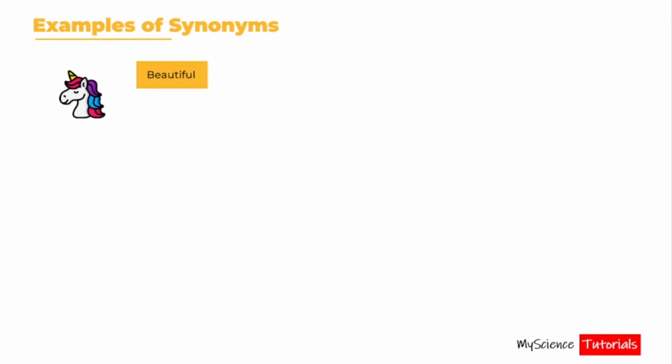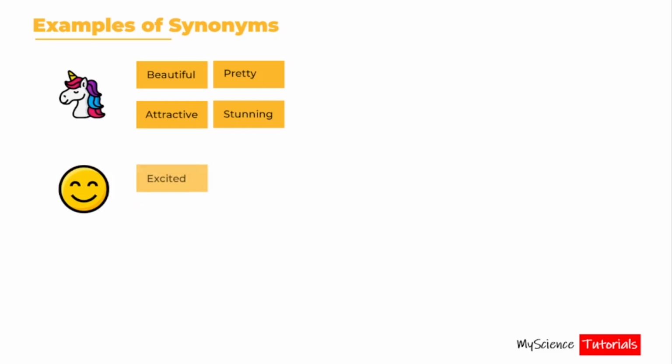So what other word can I use for beautiful? I can say the unicorn is attractive. Attractive, the word attractive also means beautiful. Or I can say pretty. The unicorn is pretty. I can also say stunning. The unicorn is stunning. You are very stunning. You are very beautiful. You are very pretty. You are very attractive. They all mean the same thing. They are describing how beautiful, how attractive an object or someone is.